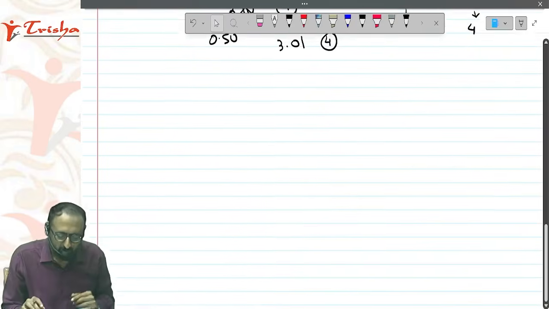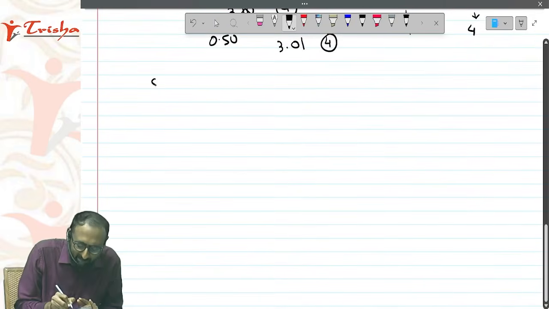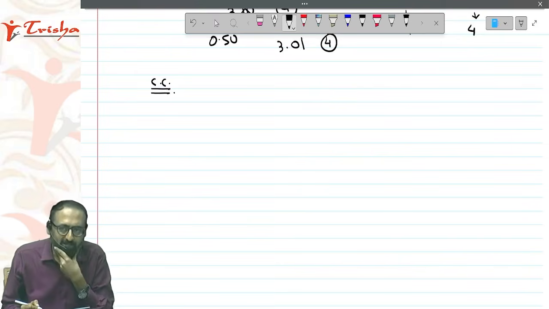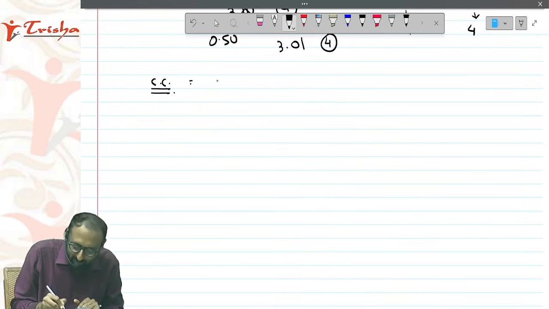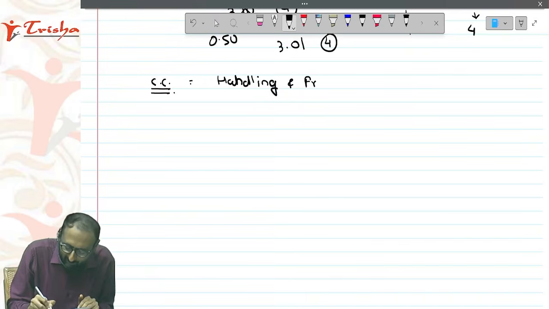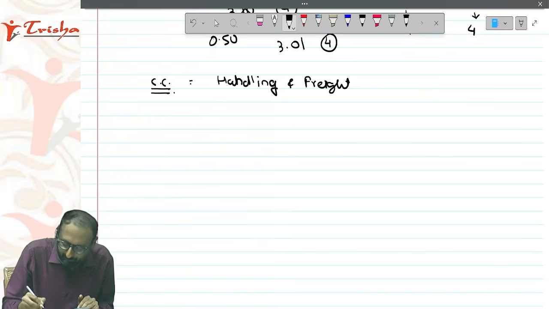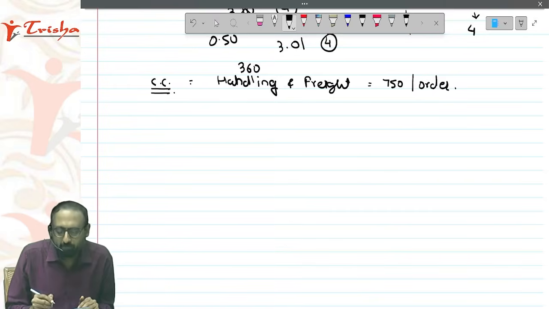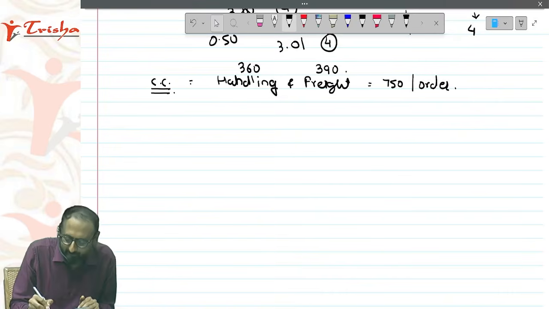Next one. Very important point about the carrying cost. In a question it is given that material handling and freight cost is 750 per order. Handling cost is 360. Freight charges is 390.